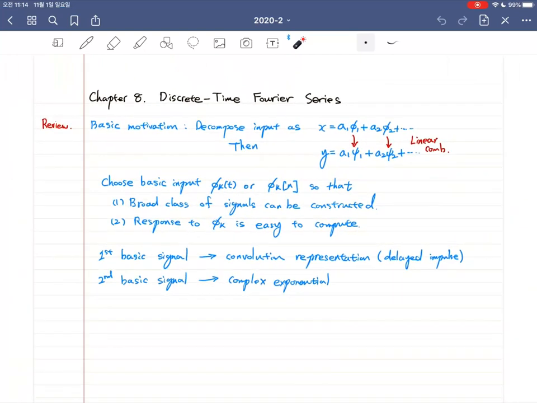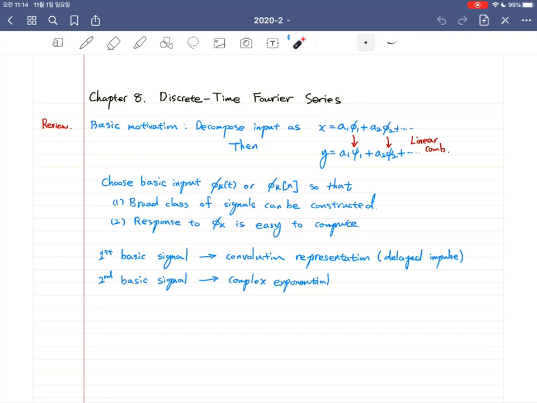And our chapter today is number 8, which is about the discrete time Fourier transform. As I have told you before, many things are similar to the continuous time case. Therefore, we will start by reviewing what we have done for this Fourier series and Fourier transform.